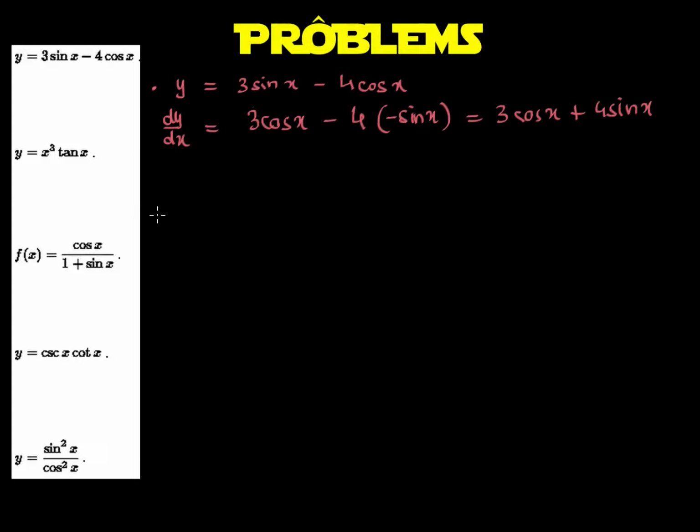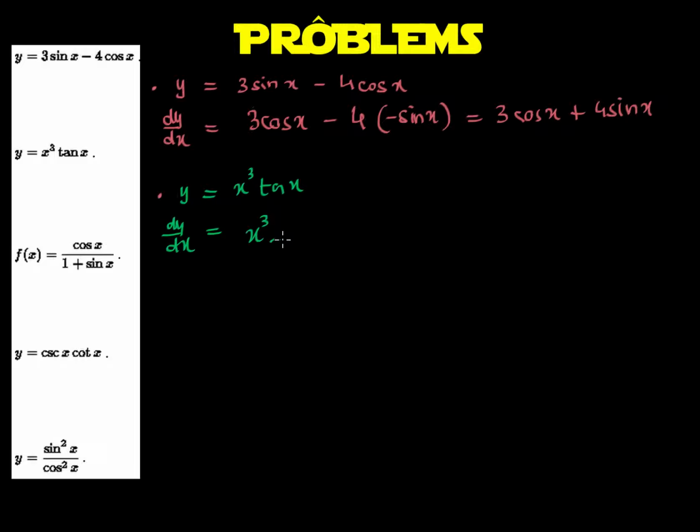Alright, so this was the first one, and this is the second one. We have y, let me use another color. That's better actually. Let's use green. Yeah, green is better. We have y is equal to x cubed tan x. So we have dy by dx, and we can use which rule? Product rule.